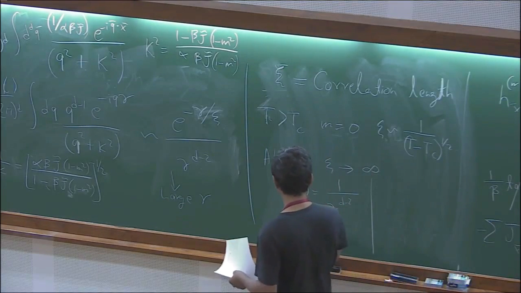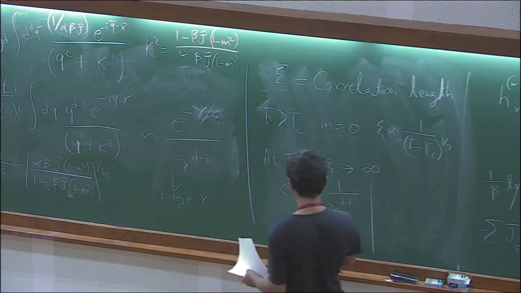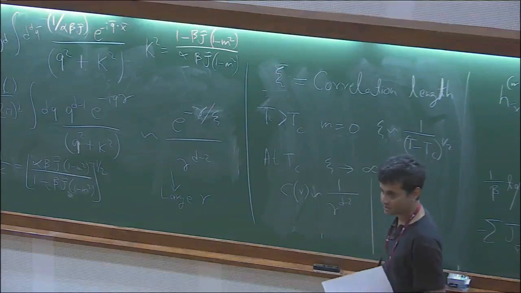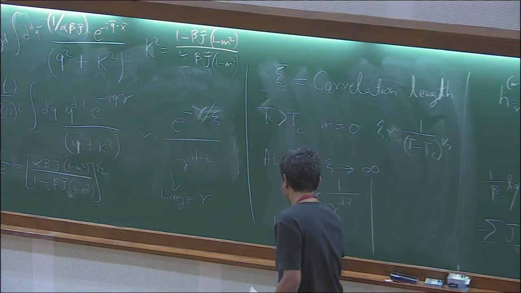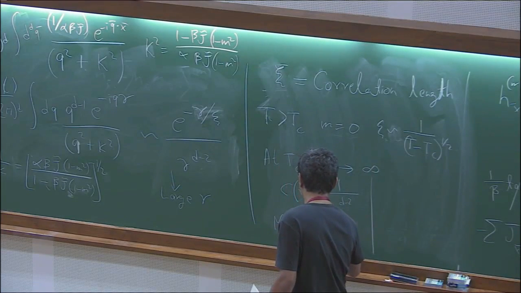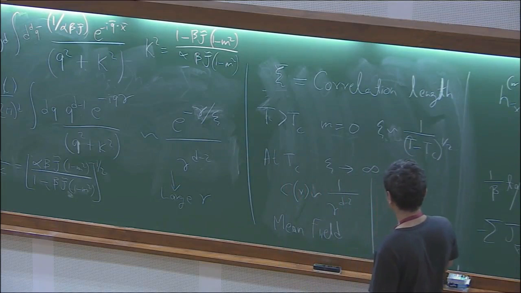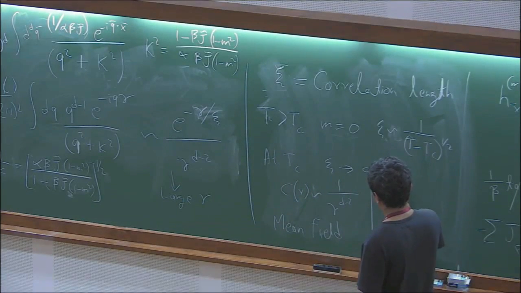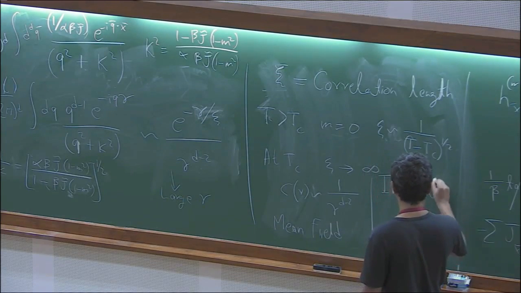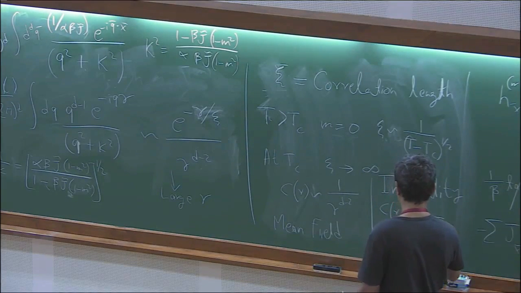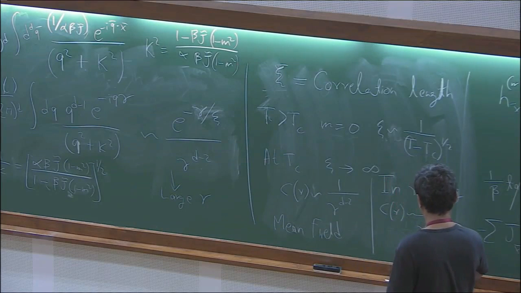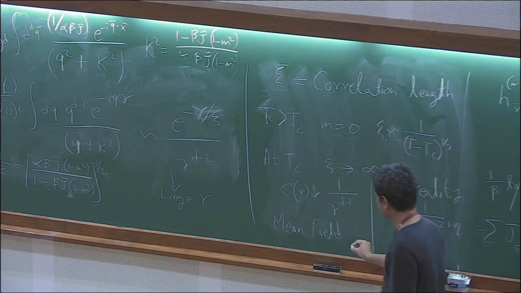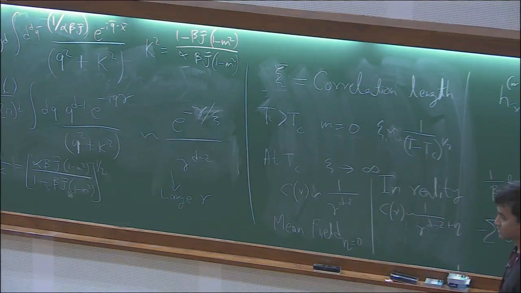So this is the mean field result, right? So I shouldn't put an equal sign when I write things like that. I should just put something like this. This is mean field. So in mean field theory eta is 0. This may not be the correct answer; this is what mean field theory gives.